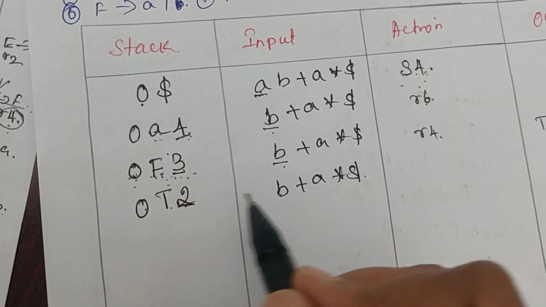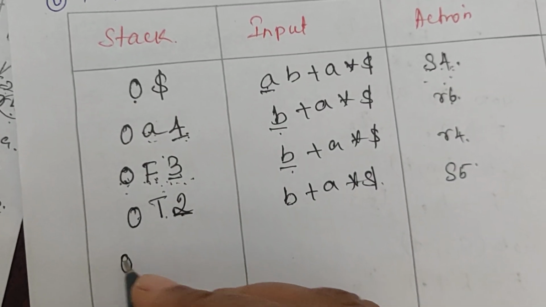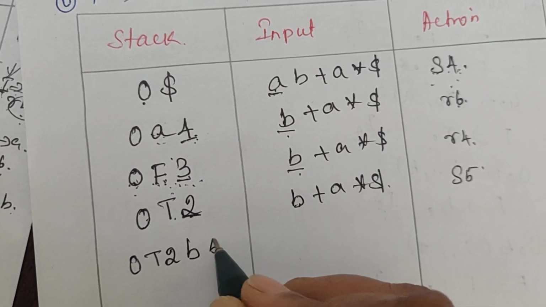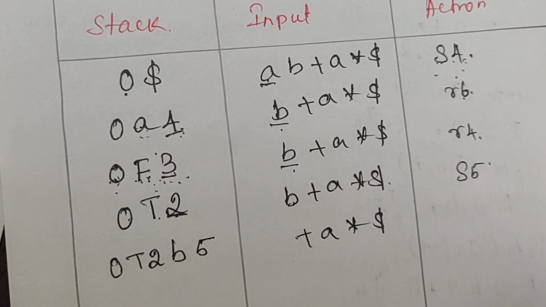Now we look into 2 on B. I2 on B is S5. So S5, it is a shift operation. So 0 T 2, B will be shifted over here and 5 will come here. Now plus A star and dollar will come here.